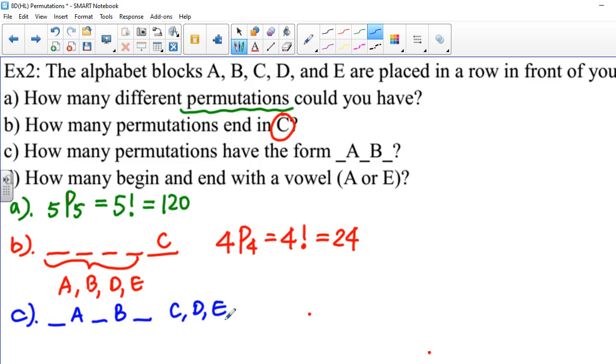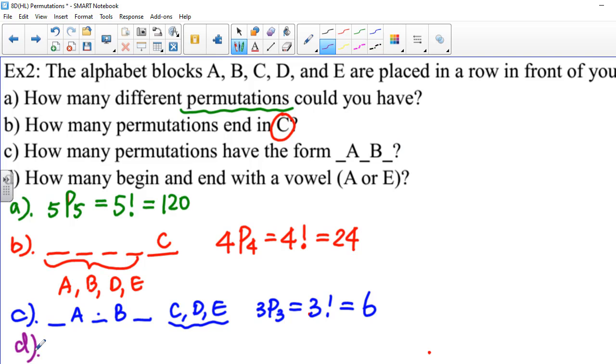And the C, D, E can go into this one, or this one, or this one. So you can do 3 times 2 times 1, or you can just say, I have 3 different objects, and take all those 3 out to fill up in these 3 lines. It's 3p3, 3 factorial equals 6 different permutations to have this form, something A, then something B, then something again at the end.